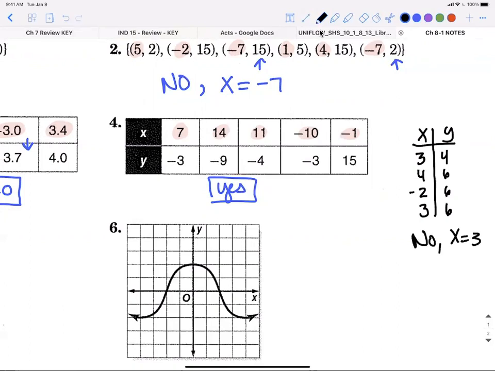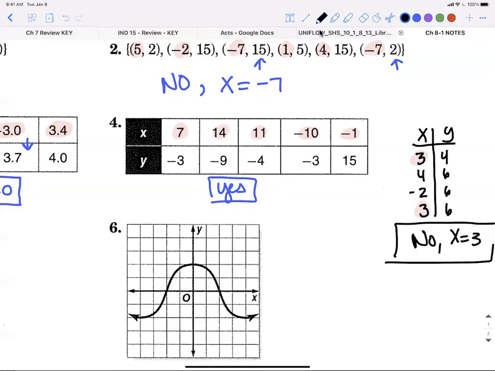That's right. The 6's are fine. The Y of 6 doesn't matter. What made this not a function is right here, my cheating X. X of 3 went out to 2 different Y's, so it's a no. Okay, why is it a no? Here's your explanation. All right, are we good there?